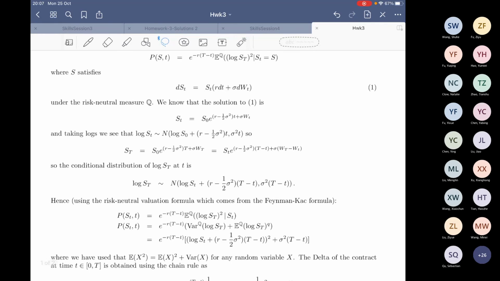So the log of the final stock price is equal to the log of the... In this question, it would be more convenient to express things at the final maturity in terms of things at the intermediate time, little t.